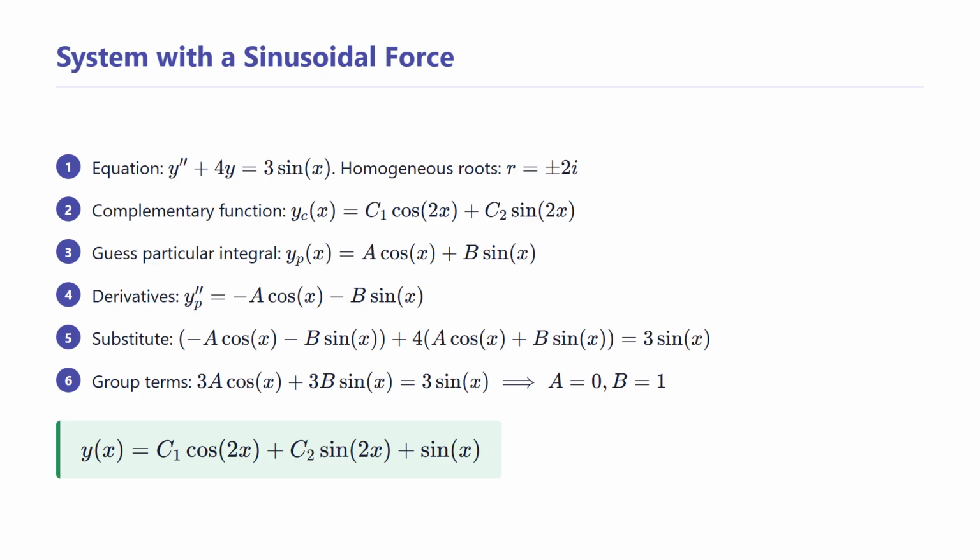For the particular integral, since the force is a sine wave, we must guess a combination of both sine and cosine. We find the second derivative of our guess and substitute it into the original equation. Grouping the cosine and sine terms together gives us a simple algebraic comparison. Matching the coefficients on both sides reveals that a is 0 and b is 1. Adding this to our natural response gives us our final complete wave equation.